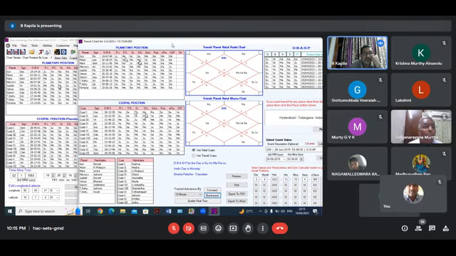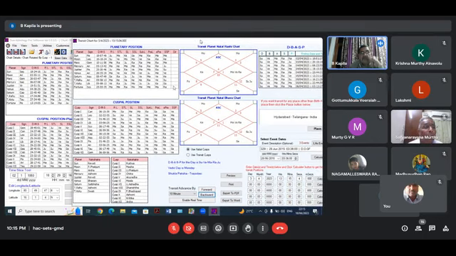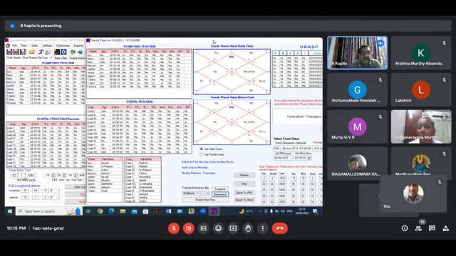So Moon in relation to Venus. Moon is related to Venus. This is okay. Now the next point. Up to this point it is okay.